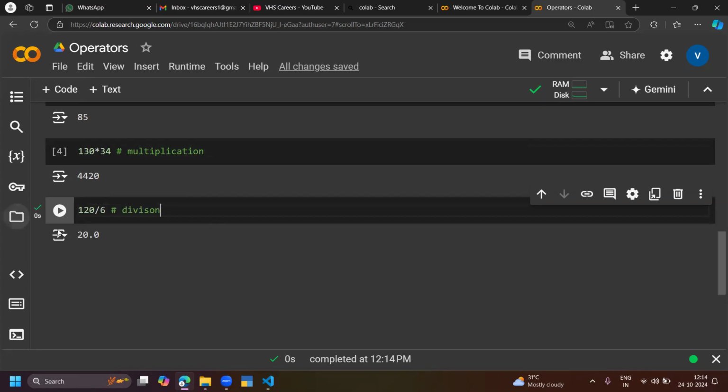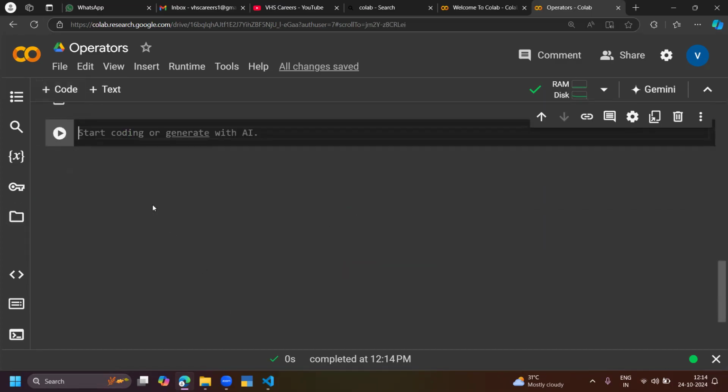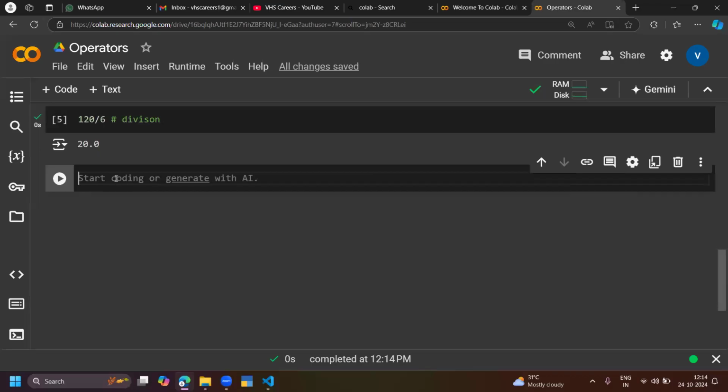20.0 is the division. Let me try to go with the floor division now. So this is something like 7. Okay, so what is the floor division here? Floor division is 20.